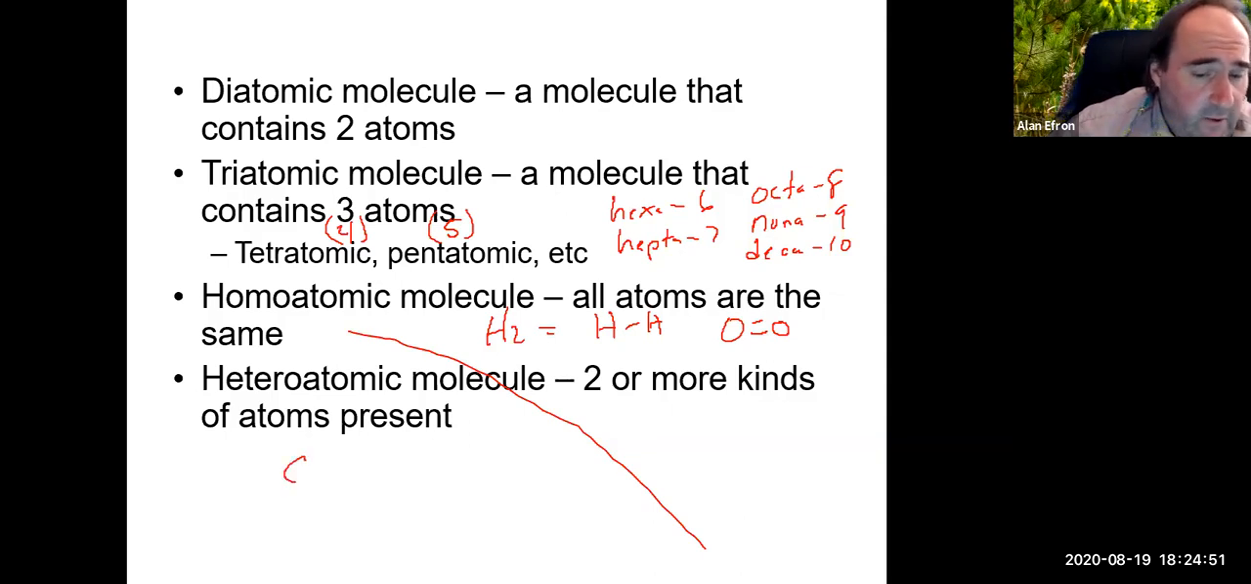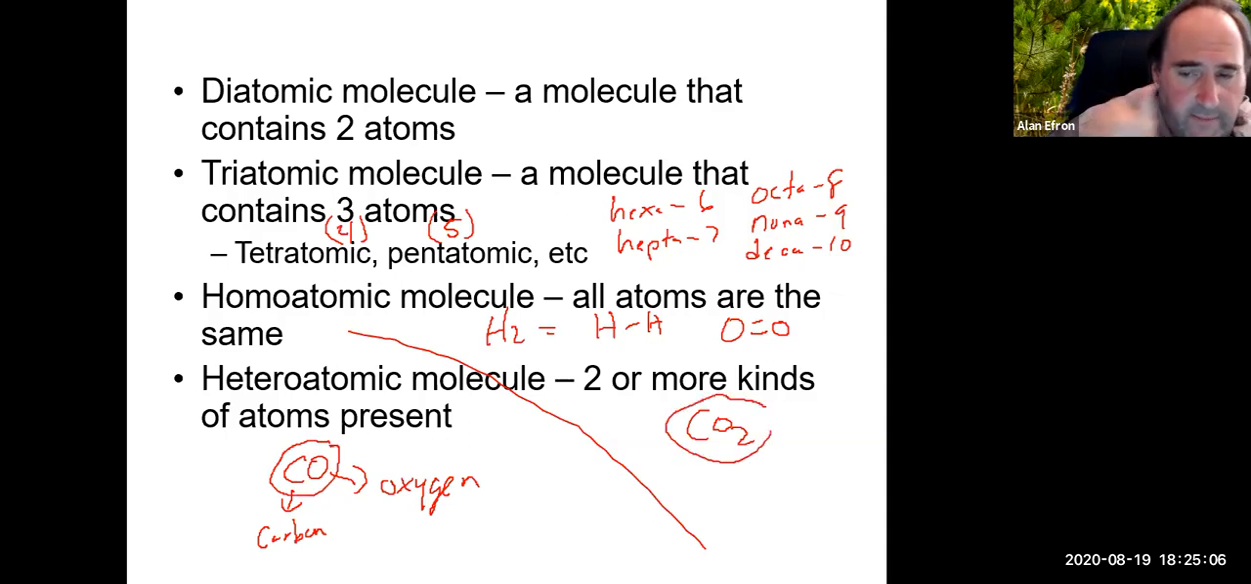So CO, which is carbon and oxygen, will be heteroatomic, and it would be a diatomic molecule. CO2, also carbon and oxygen, is heteroatomic too. This guy has one carbon and two oxygens. That is three atoms, so this would be a triatomic molecule as well.